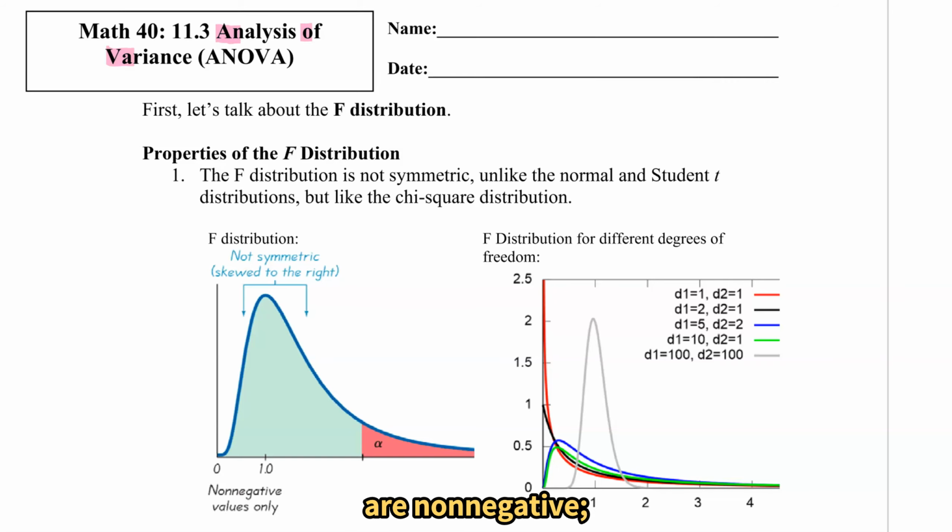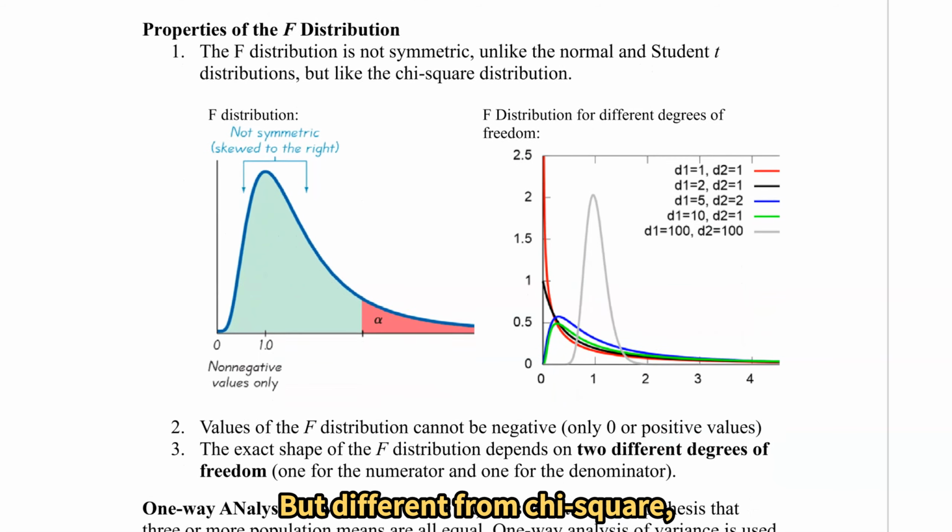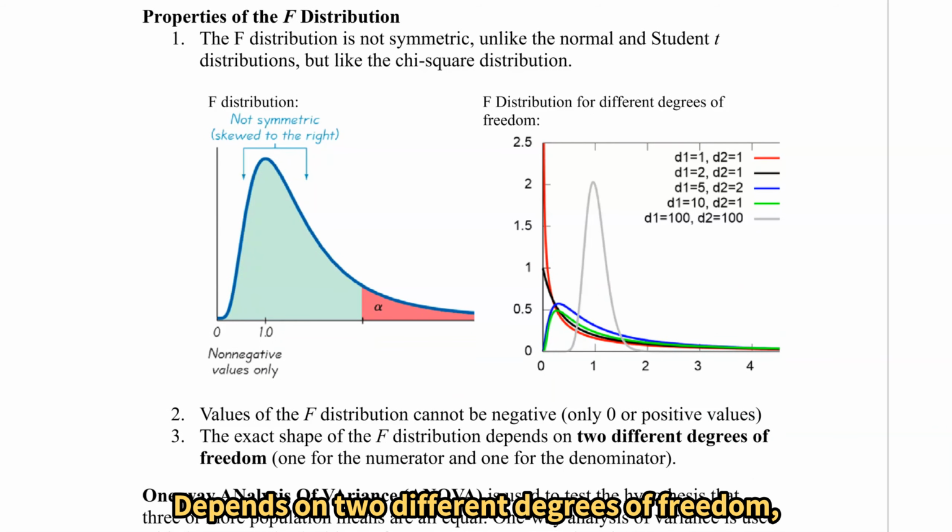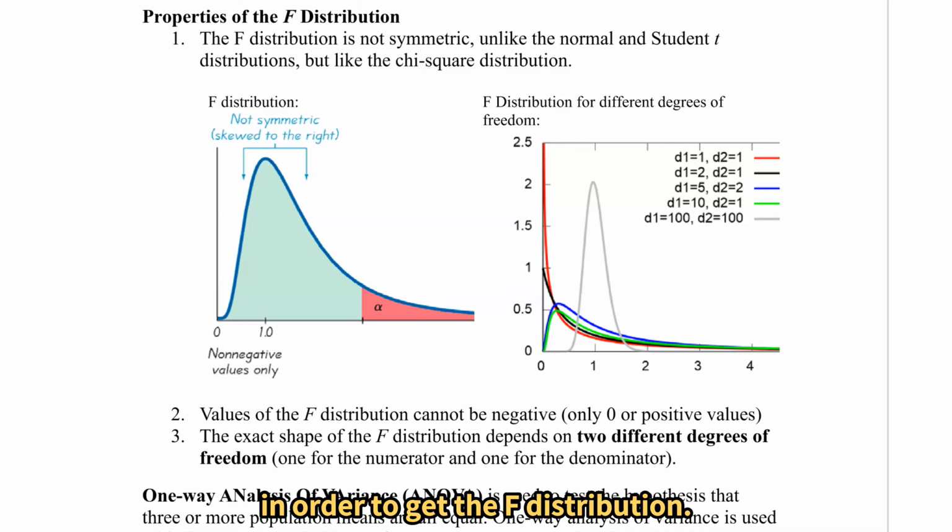But different from chi-square, F depends on 2 different degrees of freedom, not just 1. So we'll have 1 for a numerator and 1 for a denominator in order to get the F distribution. Ultimately, though, we're going to be using our analysis tool pack, clicking on that one factor ANOVA, and getting a p-value back that we can compare to our alpha.